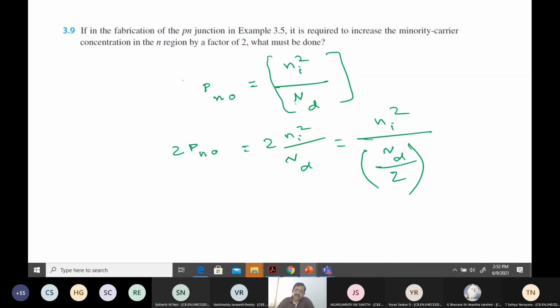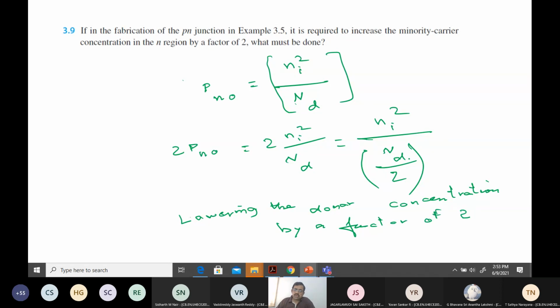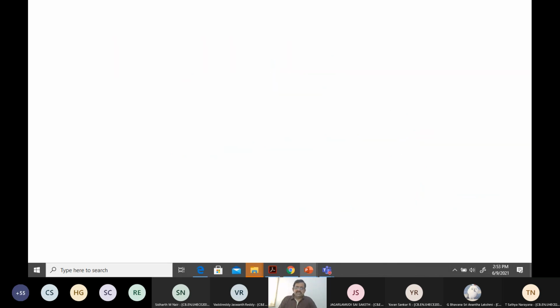The answer is lowering the donor concentration by a factor of 2. So if I reduce the concentration of the donor impurity to half, then I will get the minority carrier concentration in the N region increased by a factor of 2. Okay, so that is the answer for that.